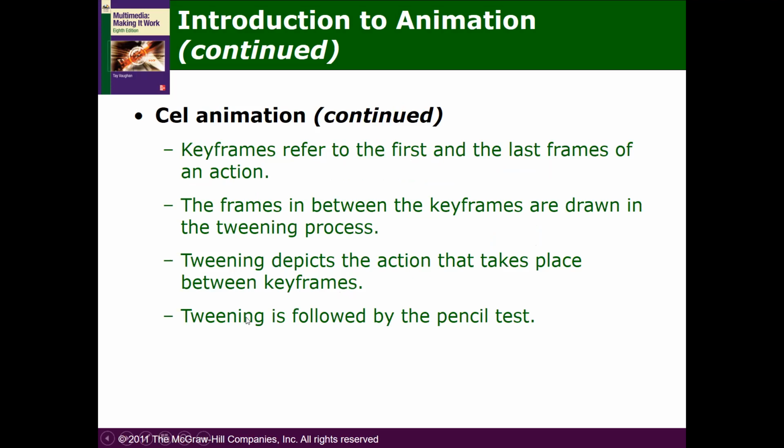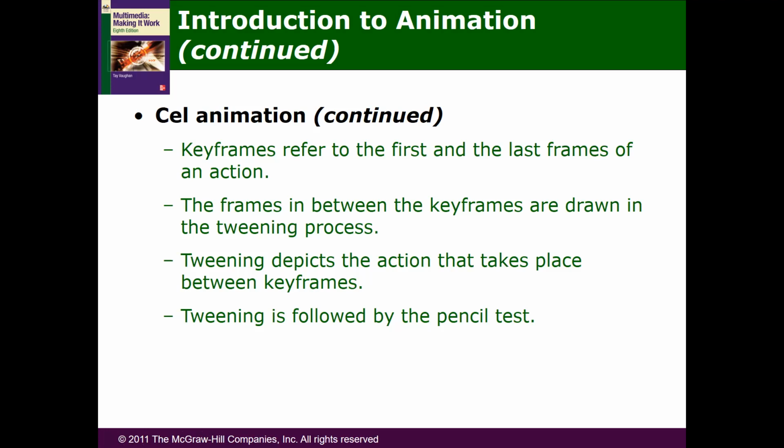Now, keyframes refer to the first and the last frames of an action. The frames in between the keyframes are drawn in the tuning process. Tuning depicts the action that takes place between frames. Tuning is followed by the pencil test.